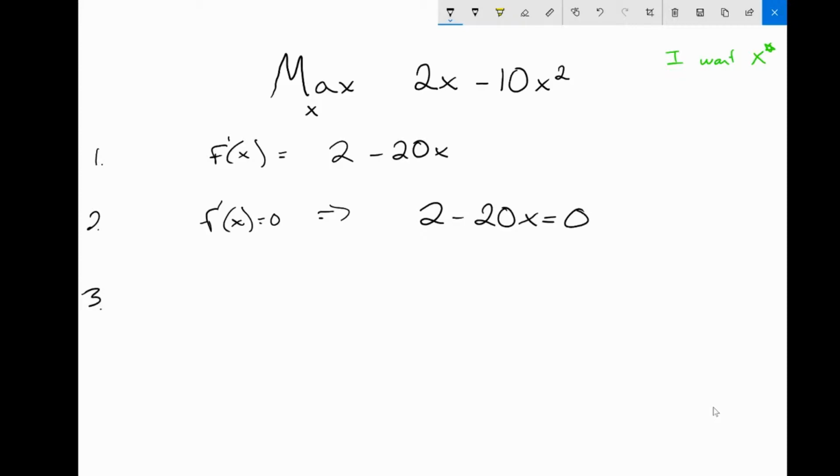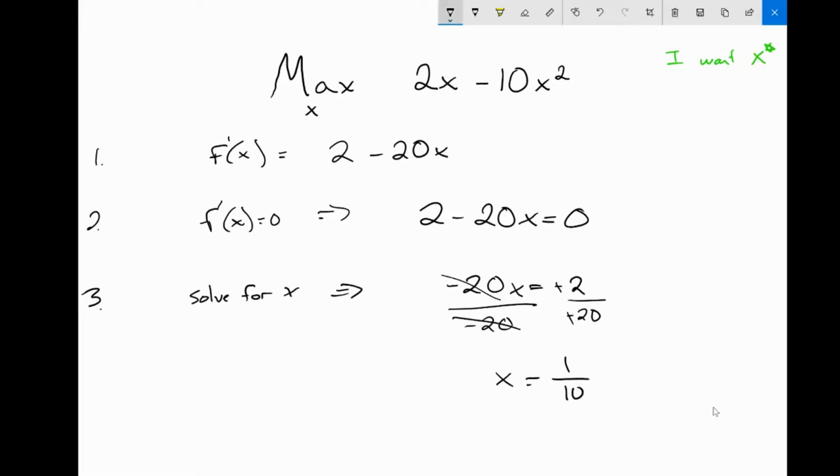Okay, step three is we solve for x. Let's solve this for x. Let's subtract 2 from both sides, so minus 2. All right, let's divide both sides by negative 20. The negative 20s cancel out, the negatives cancel out, so we'll get x equals 2 over 20. We can cancel a 2 out of this, and we'll get 1/10. All right, so x star is equal to 1/10. We have just maximized the function.